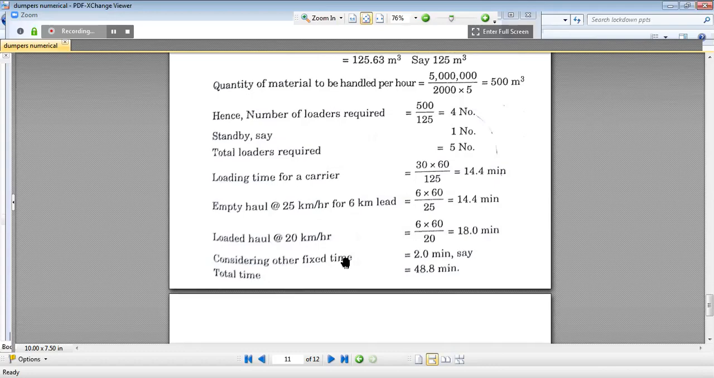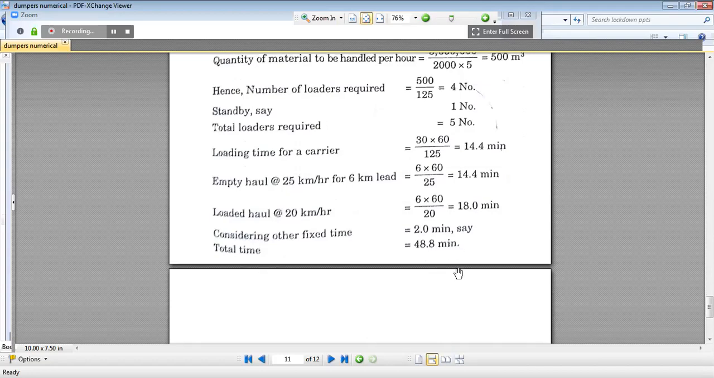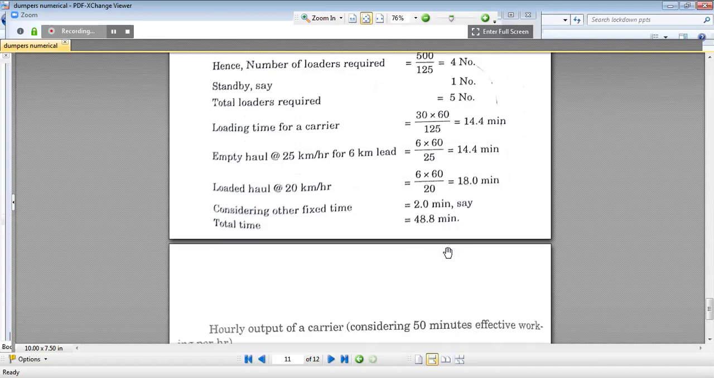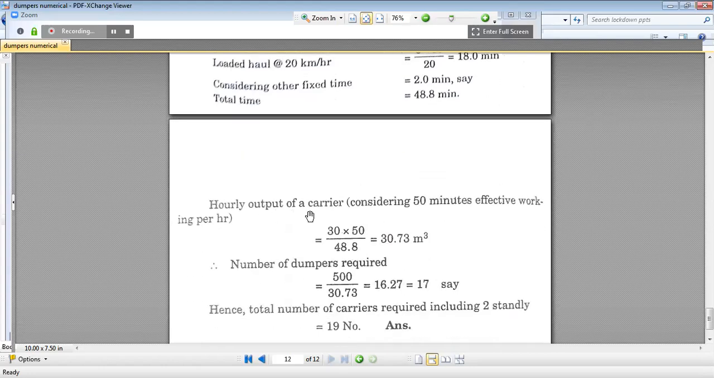Considering other fixed time like turning here and there, let us say extra 2 minutes. So total time taken is 48.8 minutes. One cycle is of 48.8 minutes here. Therefore, hourly output of a dumper: 30 is the dumper capacity multiplied by 50 minutes, which is what the dumper is working in 1 hour, divided by 48.8, the one cycle time. So how much load I can handle with a dumper in 1 hour is 30.73 cubic meter.